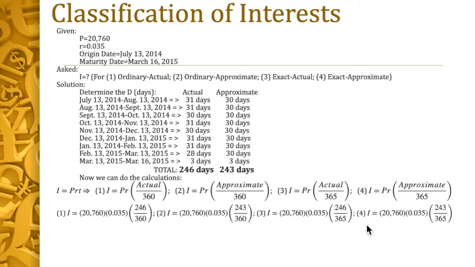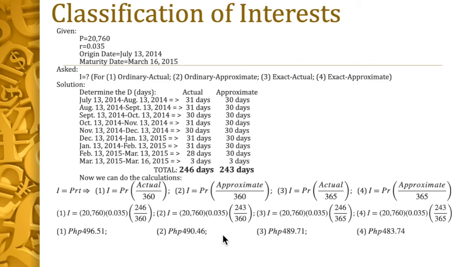Okay, so I think you have paused already your video, so we have the answers now here. So for number 1, we have our answer. That is 496 pesos and 51 cents. Okay, so that's your number 1. For number 2, we have 490 pesos and 46 cents. That's for your number 2. Number 3, we have 489 pesos and 71 cents. And number 4, we have 483 pesos and 74 cents.